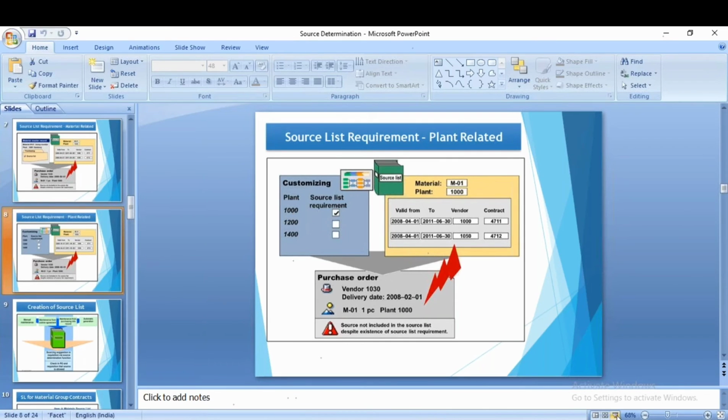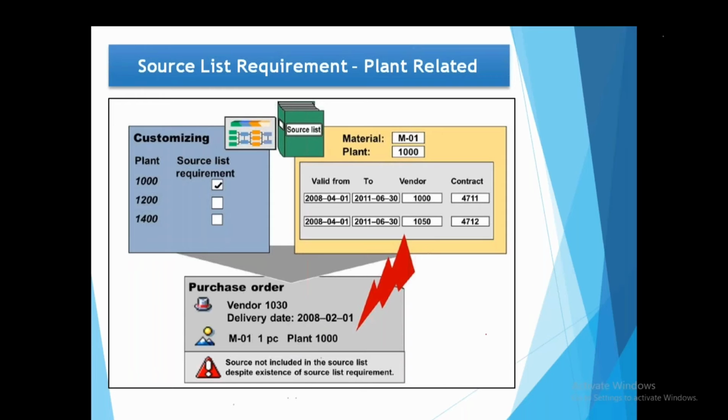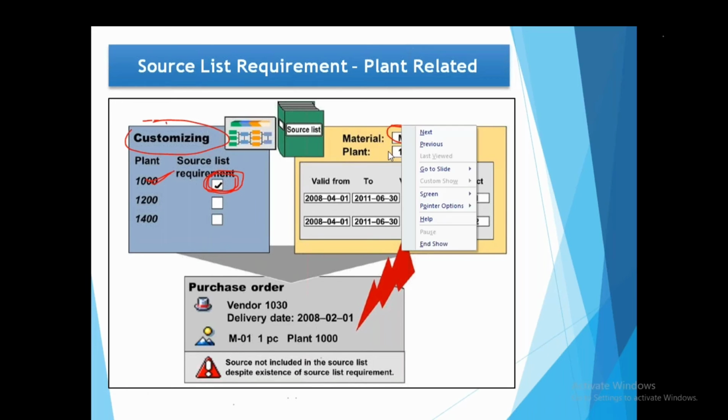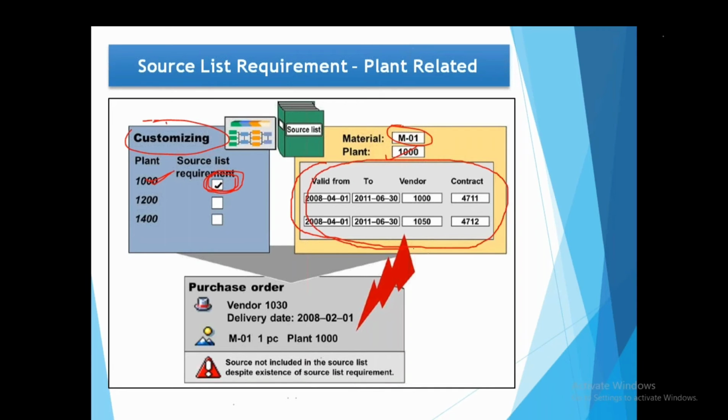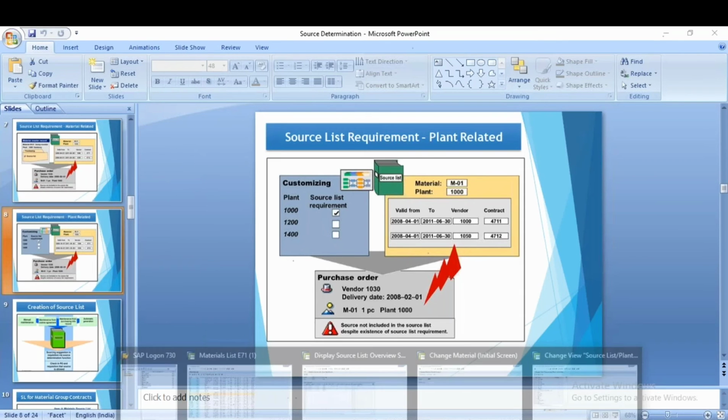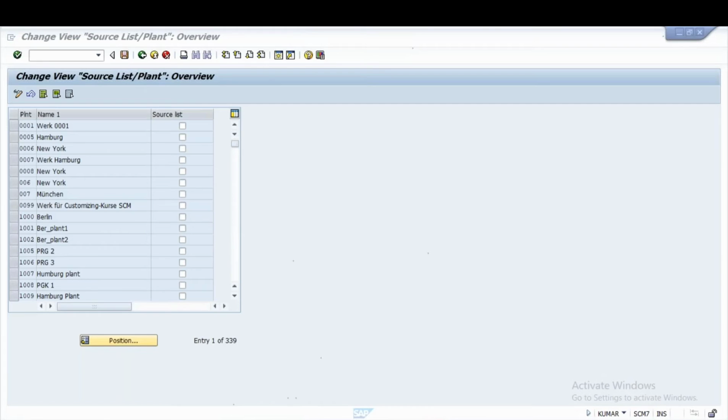So for plant level, you go to the customization, and in the plant, for each plant, you activate this checkbox, source list required. So this also can be done. Once you do that, for all the materials in that plant 1000, source list will become mandatory. So that's what you can do. So that is the importance of it. As of now, it is not there.